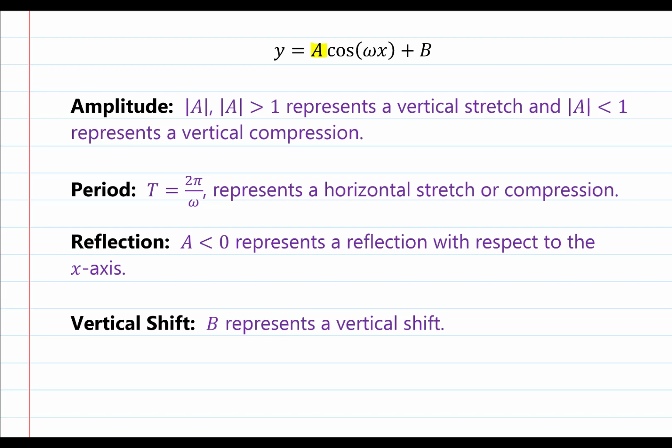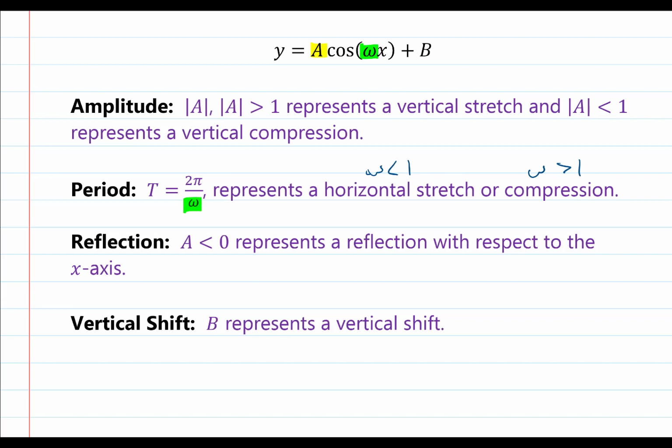So in order to calculate the period, you have to identify omega, which is the coefficient of x. When omega is 1, that means the period would be 2 pi. As a result, there is no horizontal stretch or compression. When omega is not 1, it represents a horizontal stretch or compression, and in order to calculate the new period, you're going to take 2 pi divided by omega. As a result, when omega is greater than 1, it's actually a horizontal compression, and when omega is less than 1, it actually represents a horizontal stretch.